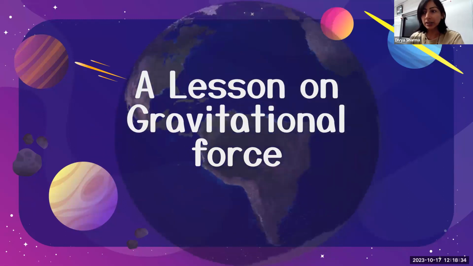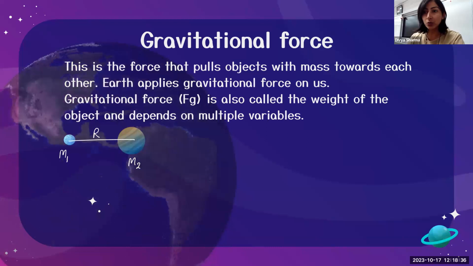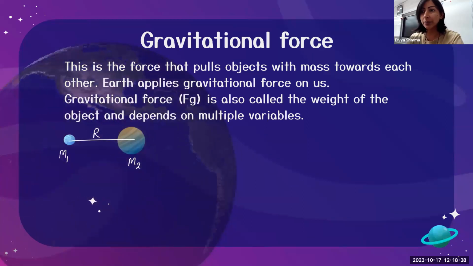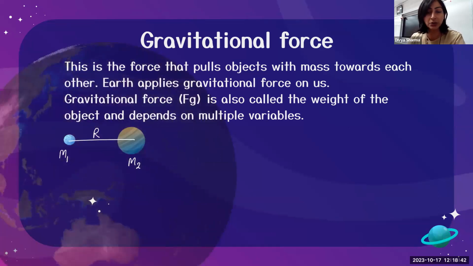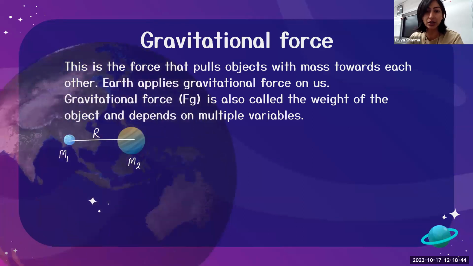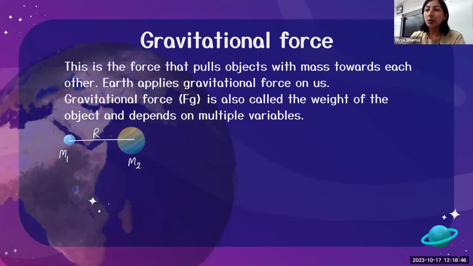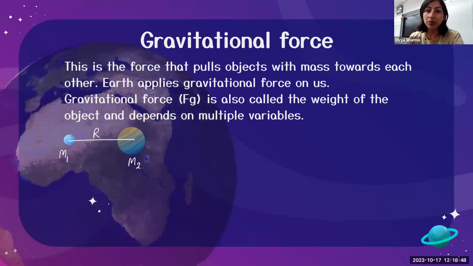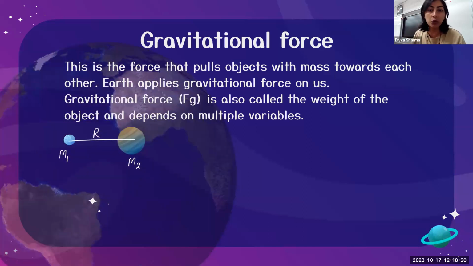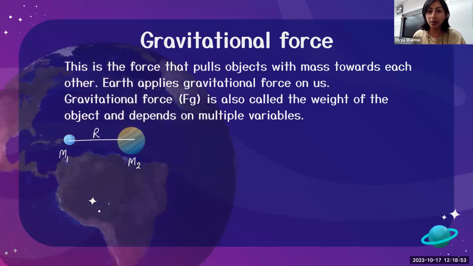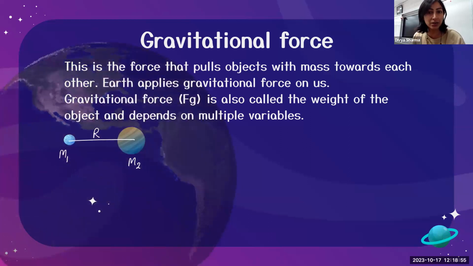All right, so the first thing is gravitational force. So what is gravitational force? It is the force that pulls objects with masses towards each other. Like Earth applies gravitational pull on us. At the same time, we apply gravitational pull back on Earth. Those two pulls are exactly the same from Newton's third law of motion.